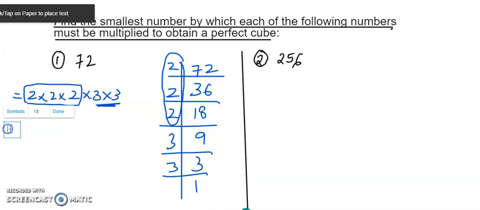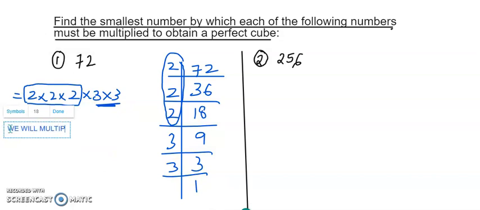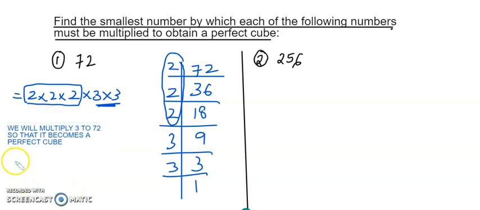So we will multiply 3 to 72 so that it becomes a perfect cube. Okay. So we'll say 72 multiplied by 3 which is going to be 216 which is 6 cube. Right? Clear? Let's take the next one, 256.